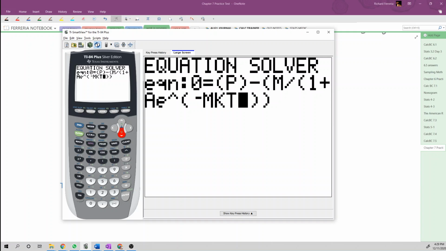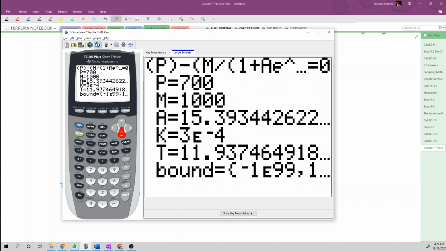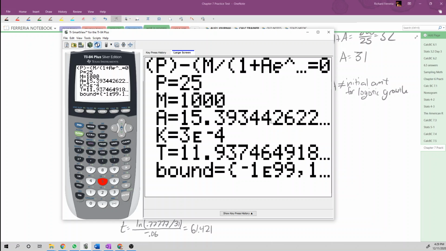And we're going to scroll down and put in values that we know. So let's pretend that we didn't know the value of A. Let's figure that out right now. If you remember, there are 25 mountain lions when t equals 0. Our carrying capacity is 800. Our A, we're going to pretend we don't know. And our K was 0.000075.